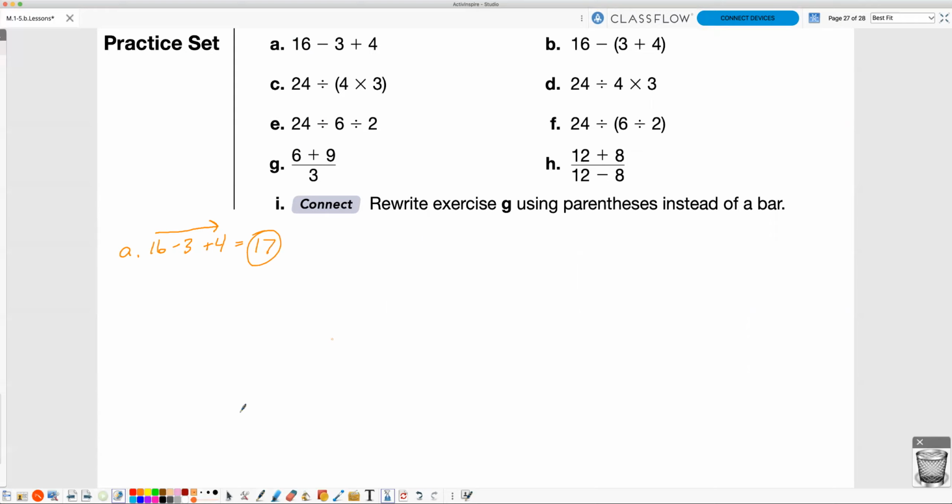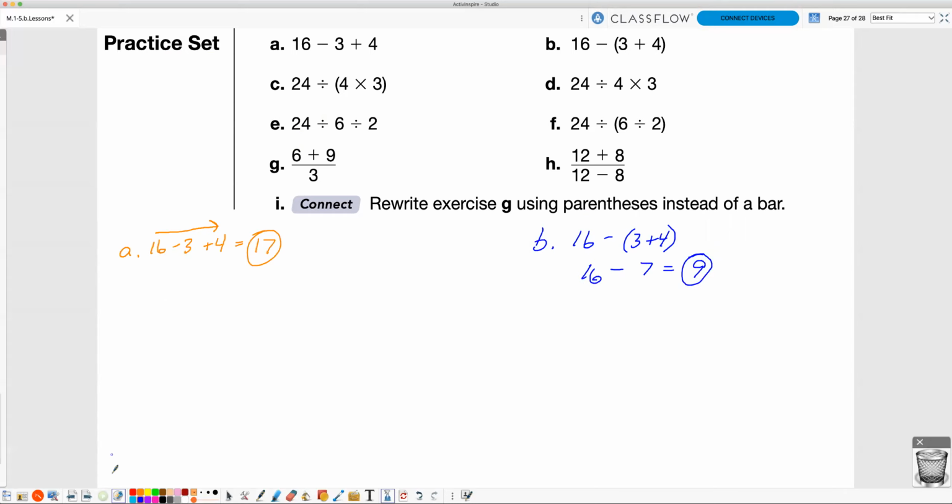For letter B, go ahead and answer that. All right, here's your answer. It'd be 16 minus the parentheses, 3 plus 4. So I'm just rewriting the problem so I can work through it. I know I'm working from left to right, but I see parentheses first, so I'm going to do those. So I got 7 inside the parentheses. I have 16 minus 7. I know what that is. I know that it's 9.